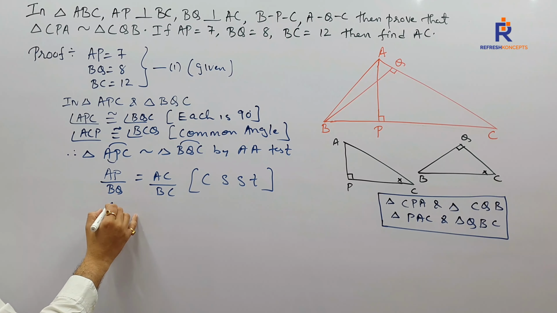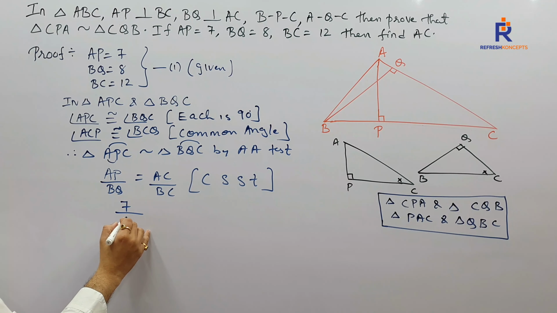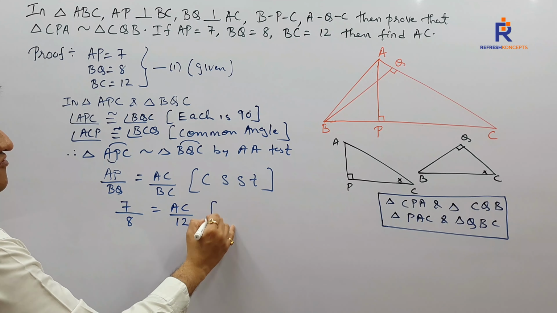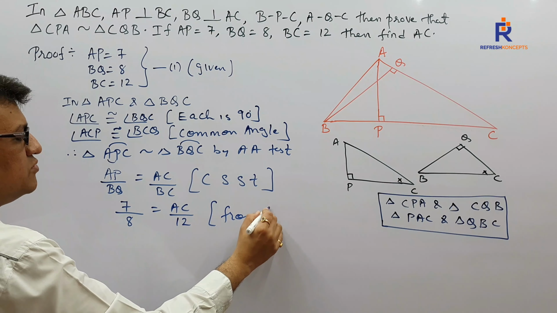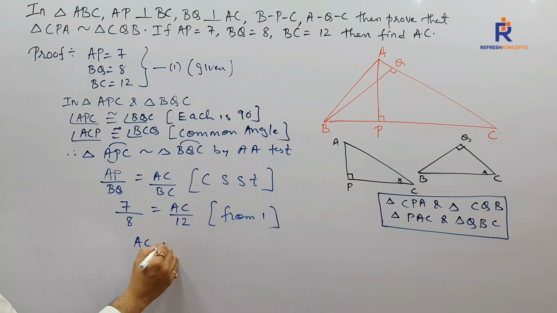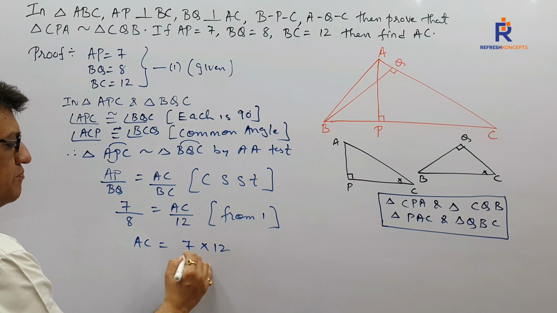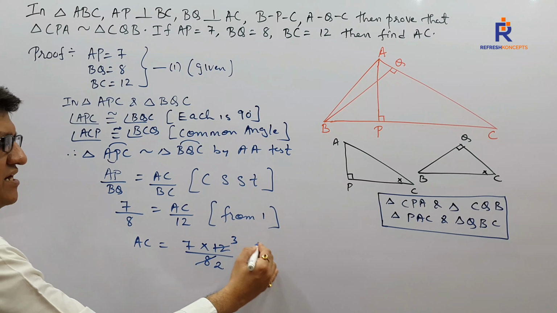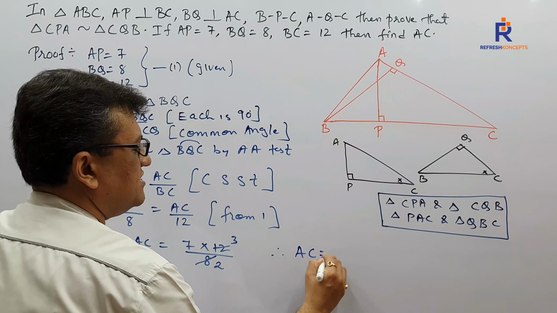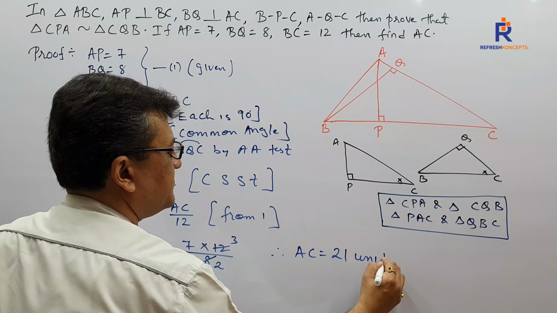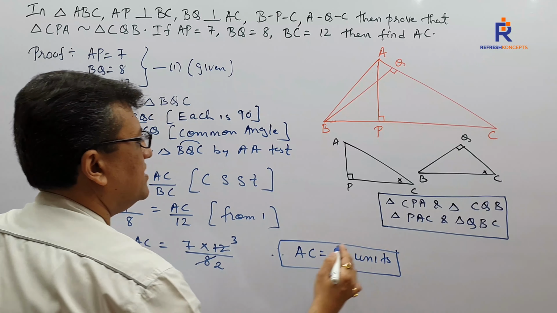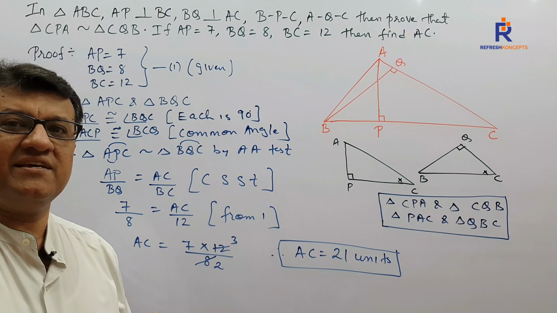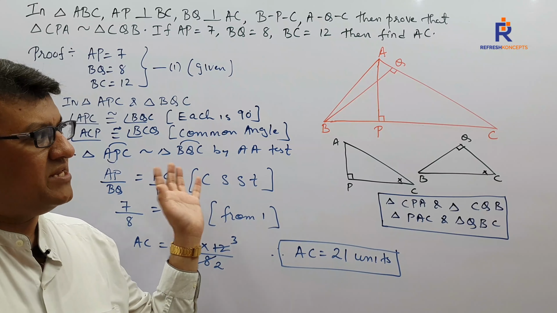Jot down the values. How much is AP? Sir, 7. How about BQ? 8. What about AC? That's what we want to find out. BC, given to you, 12. From where did I get these values? From equation number 1. On cross multiplying, AC is equal to 7 into 12 by 8. 4 goes 2 times, 4 goes 3 times, 7 3s are 21. Therefore, AC is equal to 21 units, children. Right? So it was all about CSST. Jot down the values, get the answer.